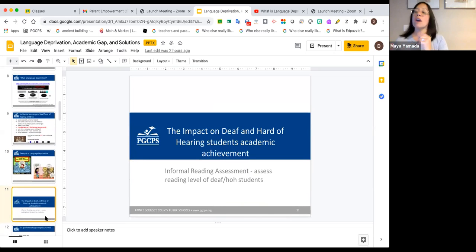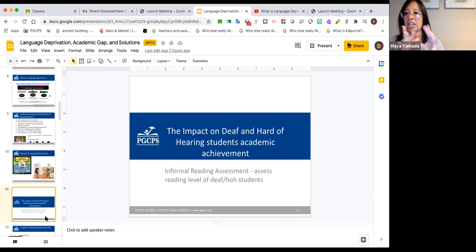Okay, so one of the things that Miss Aristi and I do when students arrive to high school, we want to get an idea of their reading level. So this is an informal reading assessment that we use. And it starts from K and it goes all the way up to 12th grade. So there's different passages, reading passages. There's 2 different kinds which are required for students when they enter school.